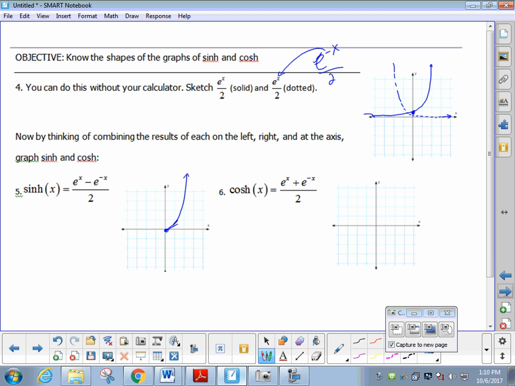Okay, on the negative side. Remember, I'm taking e to the x over 2 minus the e to the negative x over 2. So I'm taking solid minus dotted. Small positive minus big positive. Big negative. Okay? All right. So use that same thought process for cosh. I'll pause again once you have that. I'll give you 30 seconds.